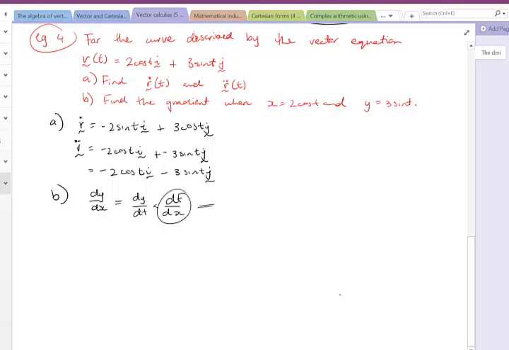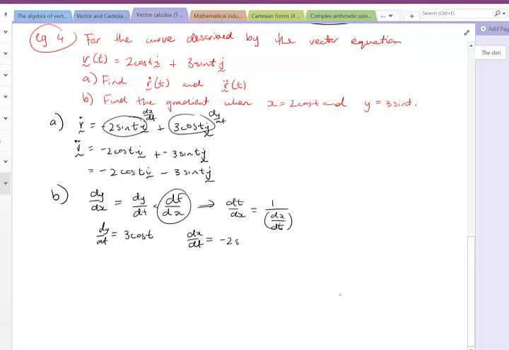Now, it should be noted that this dt dx is actually just 1 on dx dt. Okay. Now we have dy dt and we have dx dt, so let's set this up. Now, from above, we can say that dy dt is going to be equal to 3 cos t, and dx dt will be equal to negative 2 sine t.